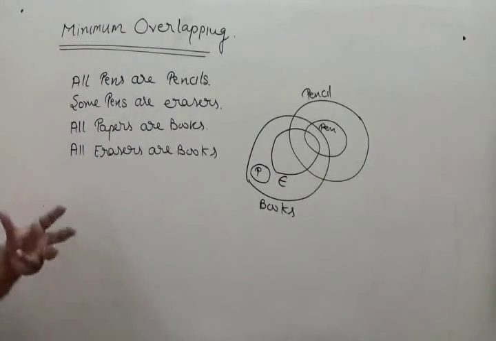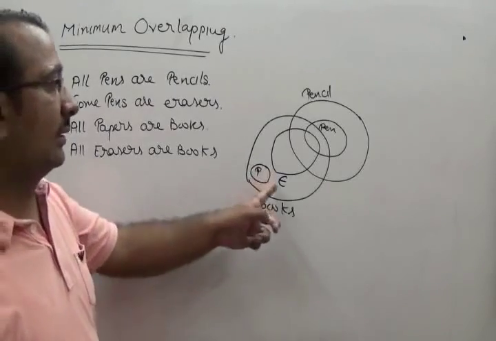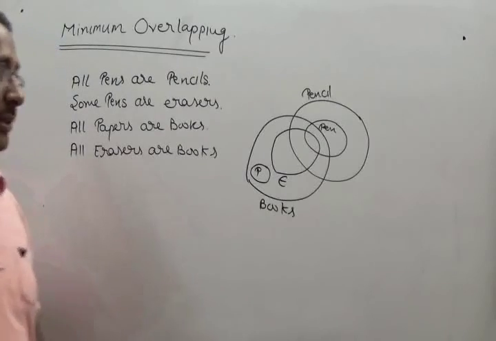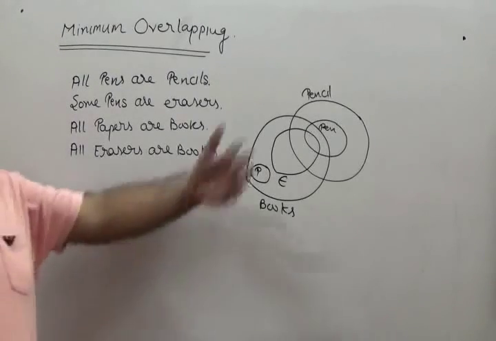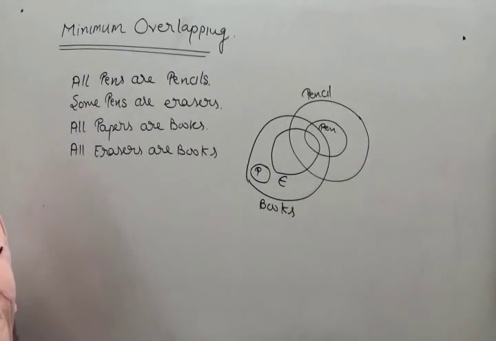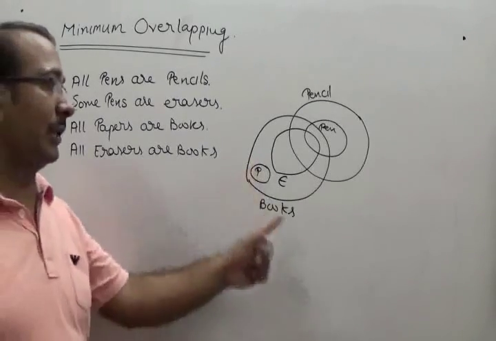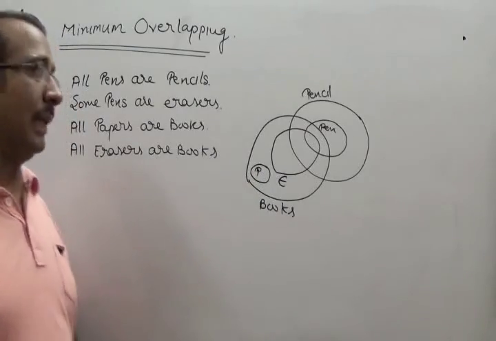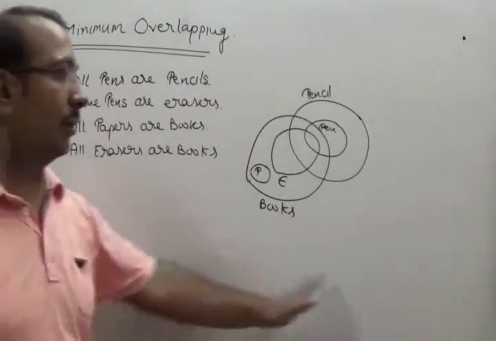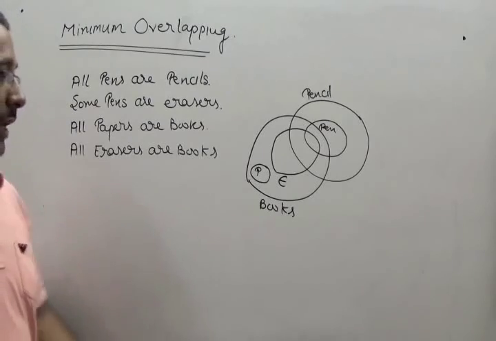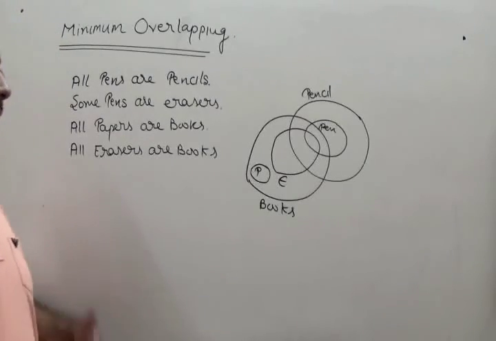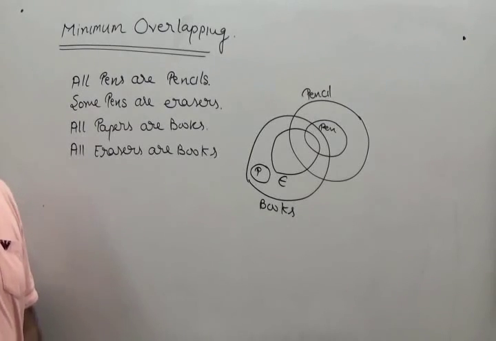Now if I state the conclusions: if it is given that some erasers are pencils, my answer is right. If it is given that some books are pencils, my answer is right. If it is given that some papers are erasers, my answer is wrong. If it is given that some papers are books, my answer is right. As per the minimum overlapping principle, we have made this Venn diagram, and by looking at this Venn diagram, we are in a position to draw our conclusions.